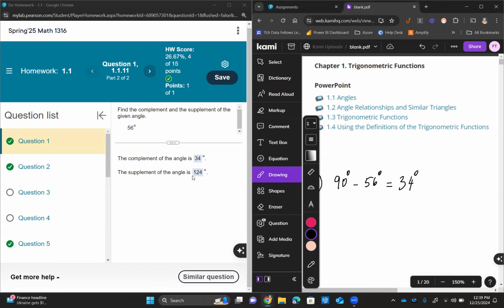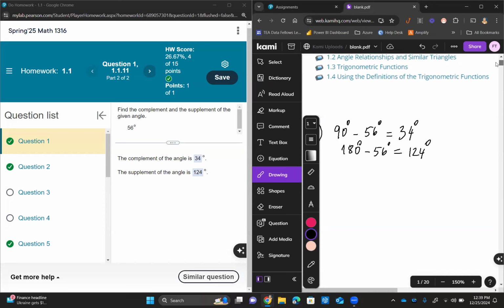And then when you check your answer, the second part of the question will open up, and this time it's asking for the supplementary angle. For the supplementary angle, you need to do 180 minus 56, and this will give you 124 degrees for the second box for this question.